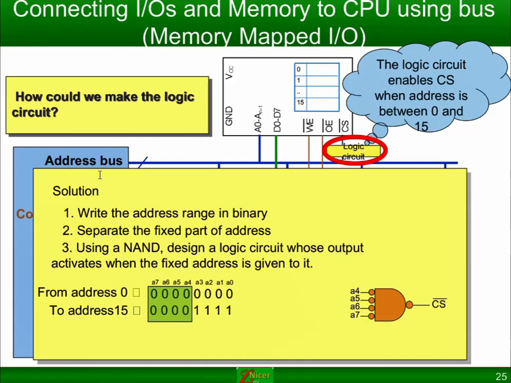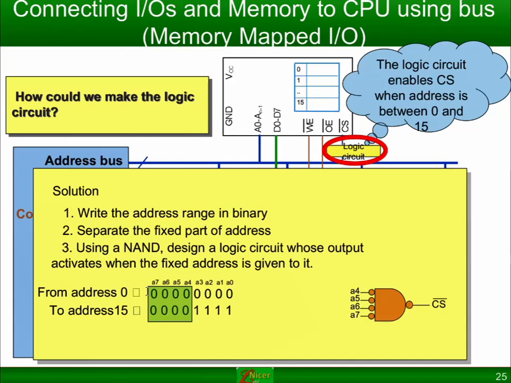Connecting input outputs and memory to CPU using bus, memory mapped input output devices. How could we make the logic circuit for the address bus? The logic circuit enables CS when the address is between 0 and 15. This is the question, and the solution is: write the address range in binary. Second step is to separate the fixed part of the address. Third, using a NAND, design a logic circuit whose output activates when the fixed address is given to it.